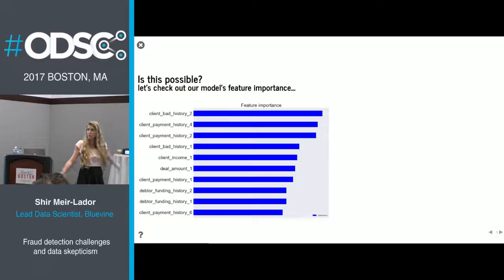But I looked, and everything seemed pretty much OK. These are features that I would expect to be important for this model: client bad history, client payment history, client income, deal amount, debt or funding history. These are all very logical features for this kind of model. So I said, let's try something else. I have many, many features. Let's just select the 10 best features and retrain the model only with these features. Maybe that will shed a different light.